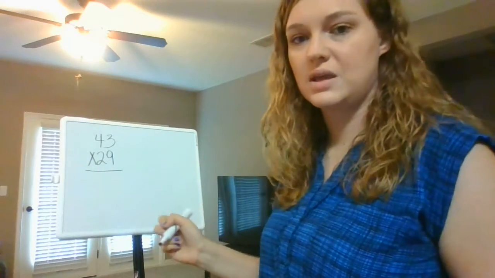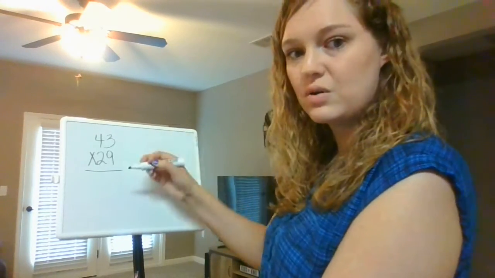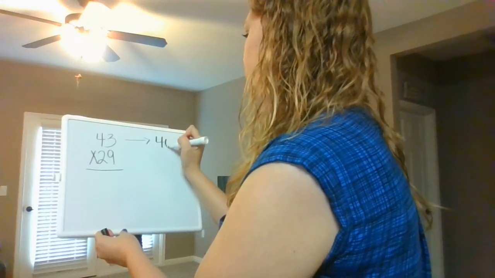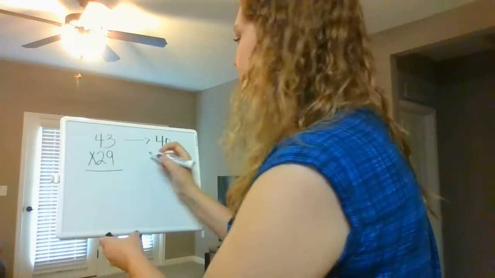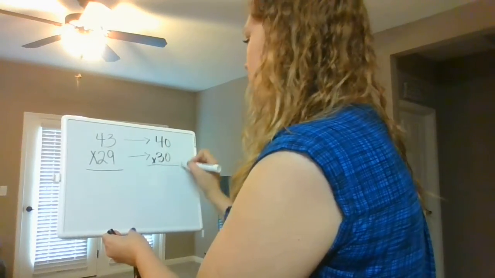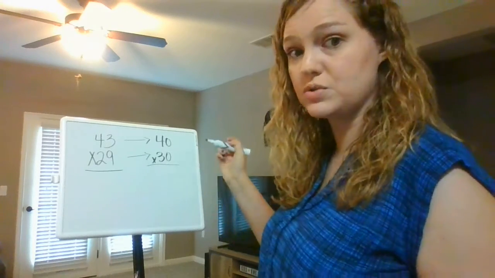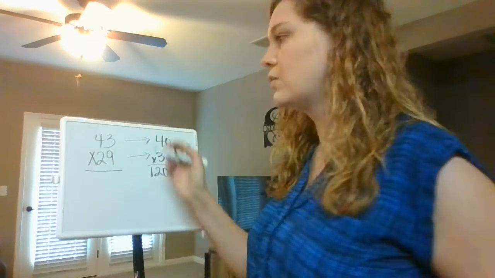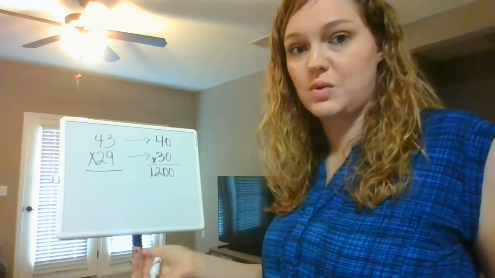Well, I can round these to the nearest 10 and multiply them. So I would round 43 down to 40, because the 3 tells us to round down. And 29 rounds up to 30, because the 9 tells us to round up. So 40 times 30, well, we can just do 4 times 3, which is 12, and put 2 zeros on the end. So 43 times 29 is about 1,200.